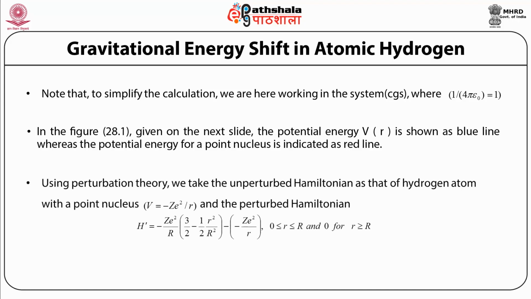Using perturbation theory, we take the unperturbed Hamiltonian as that of the hydrogen atom with a point nucleus, V equal to minus Z squared by r, and the perturbed Hamiltonian H prime equals Z squared by R times (3/2 minus 1/2 times r squared by R squared) minus (minus Z squared by r) for r within 0 and R, and 0 for r greater than or equal to R.